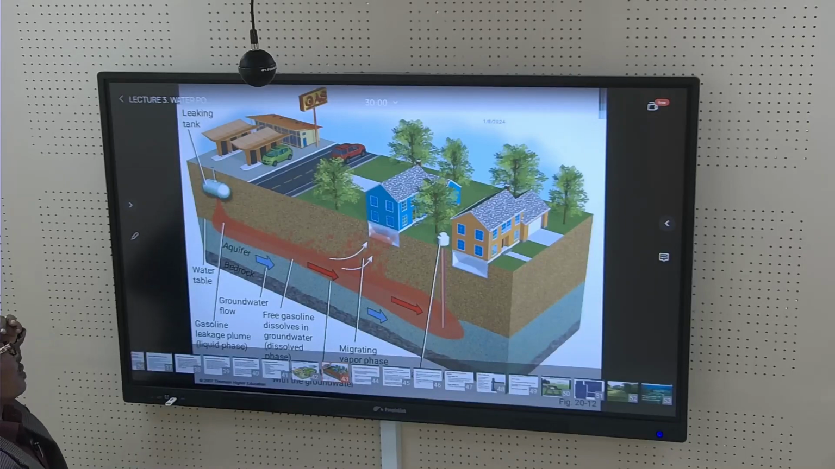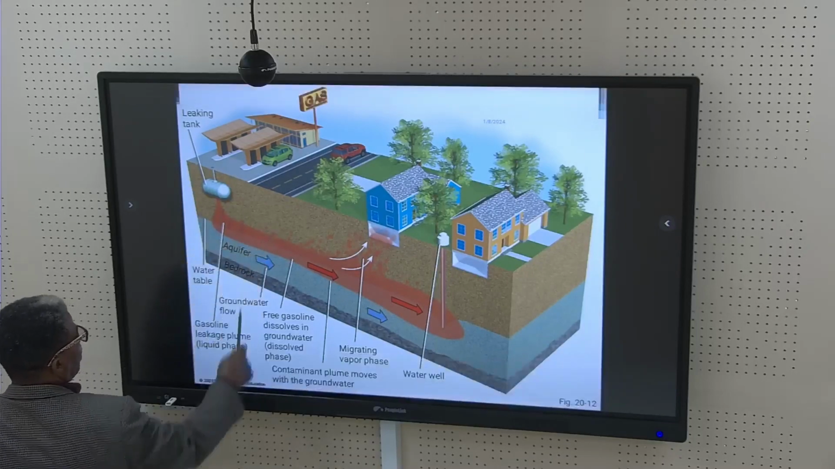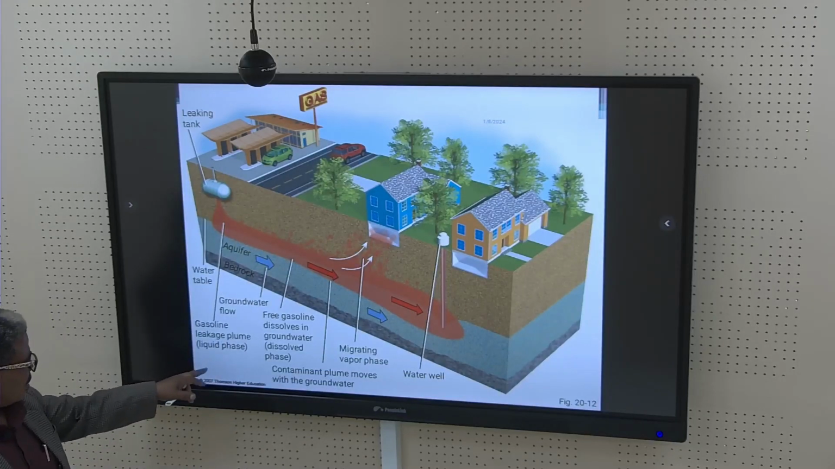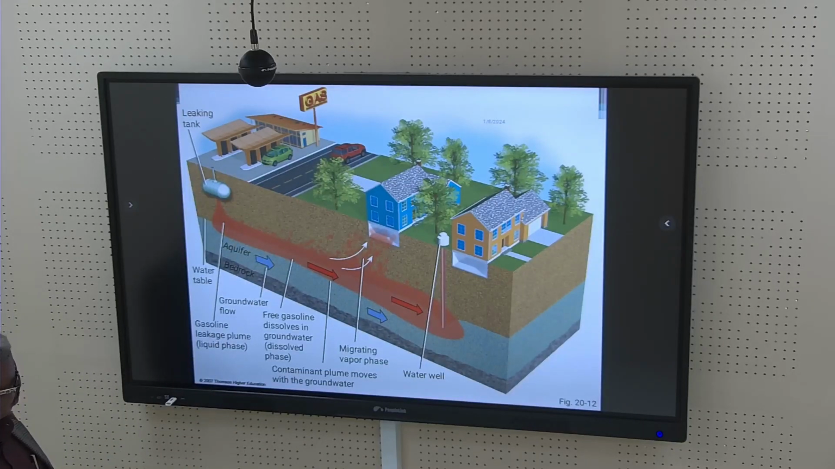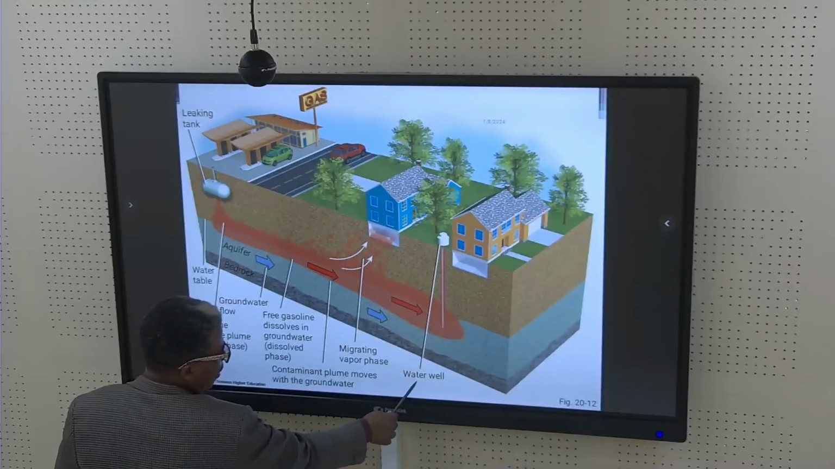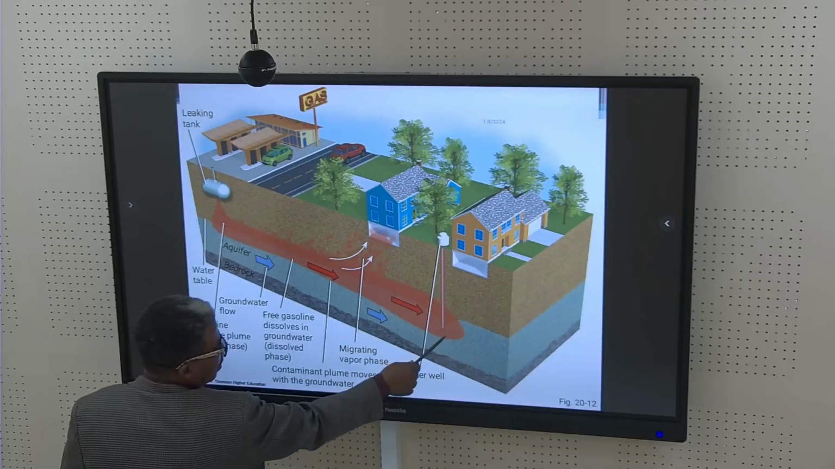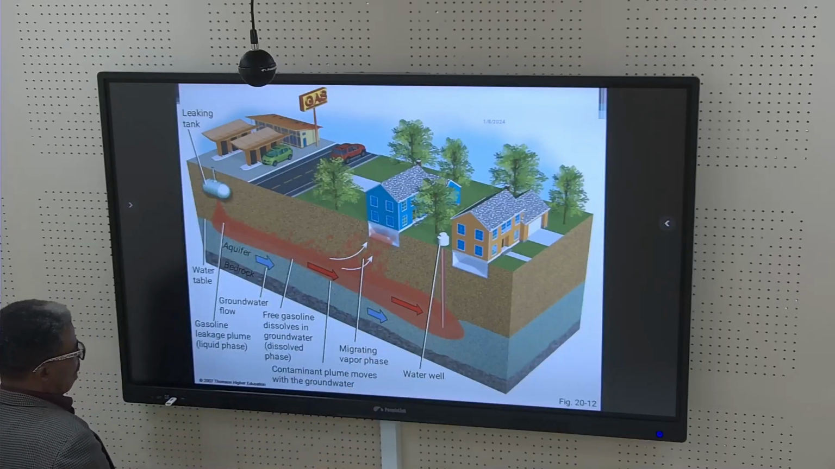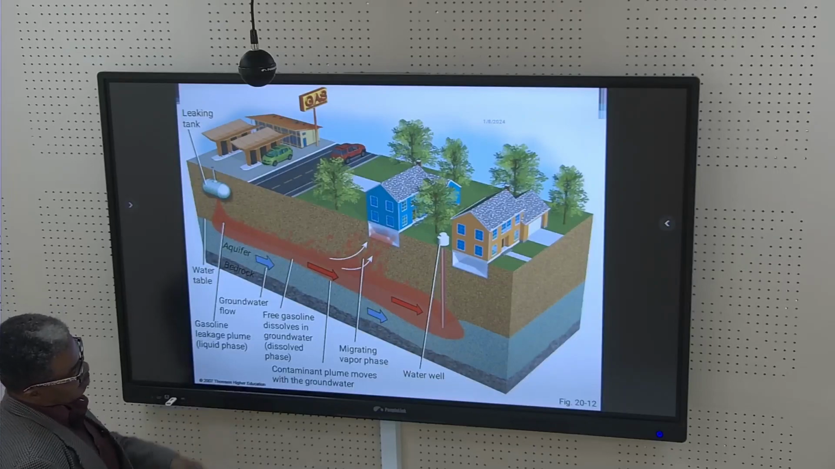This is the water table. Groundwater, gasoline, leakage plume, liquid phase. So the water well is there. You are taking water from a well where contamination has already taken place. Gasoline is mixing up with the water.